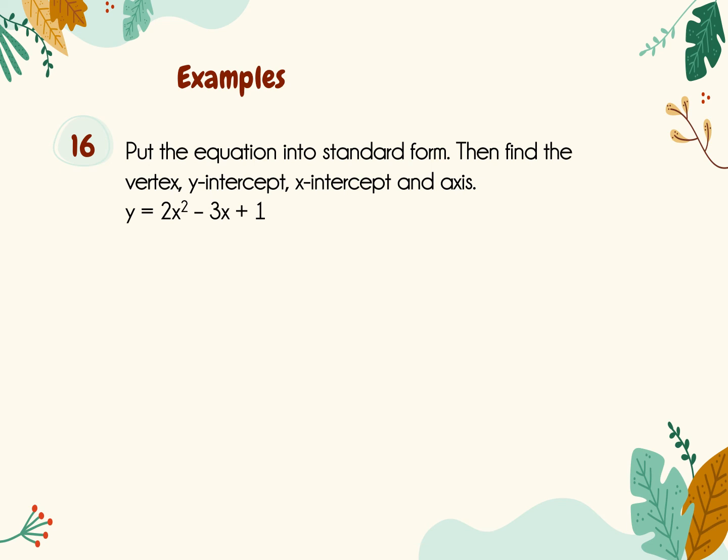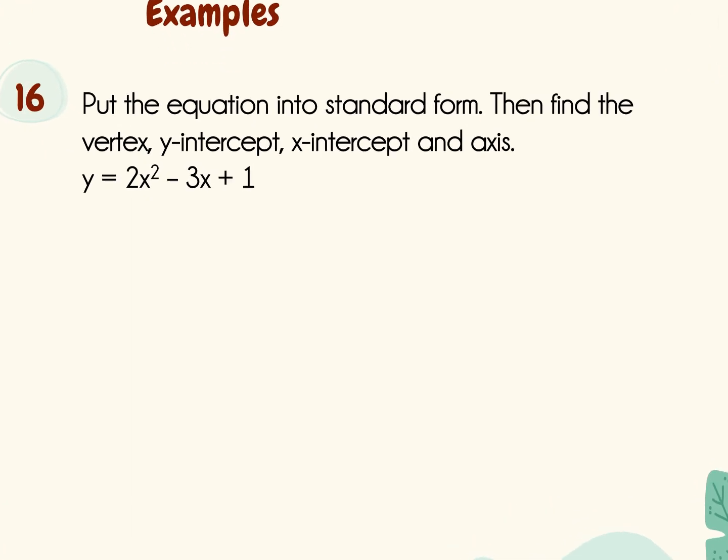So this is example 16. Put the equation in a standard form, then find the vertex, y-intercept, x-intercept, and axis. So again, this is complete the square. Step 1, group together the 2x squared, the minus 3x, bump the 1 to the outside. Now I got to do what? Take the 2 out.